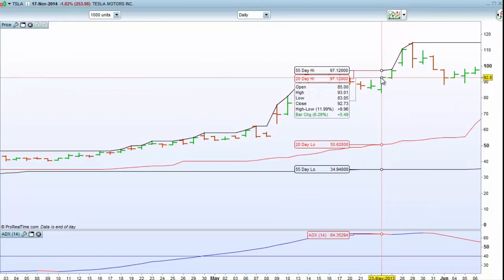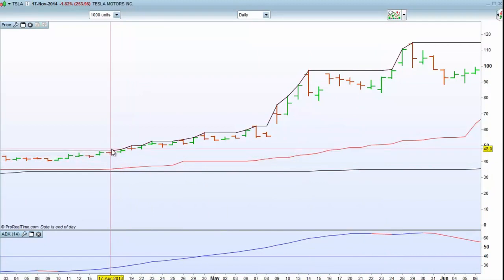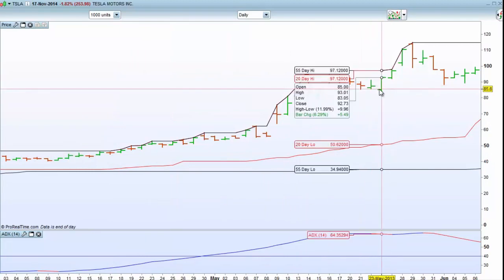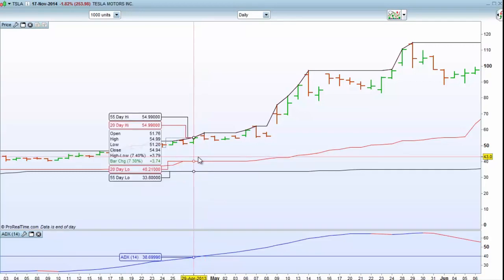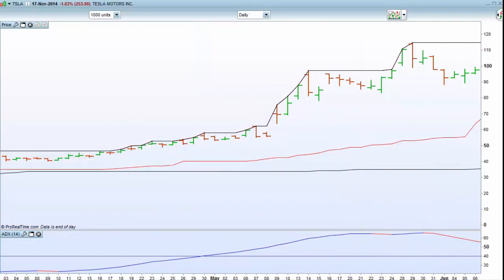92.73 is where you would exit that trade. So you got in at a break of 46.68, and you exited at 92.73. That's a really nice move that you caught right there. Then you wait for the next sideways setup, the next ADX to be blue, and the next breakout level to be near either the 55-day high or 55-day low. And you look to repeat that in Tesla again. So that's how you use the 55-day channel breakout with the 20-day low as the stop loss for stocks.